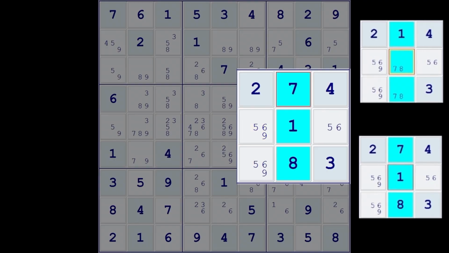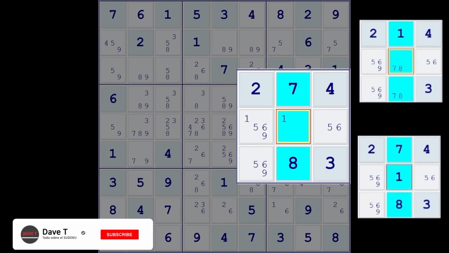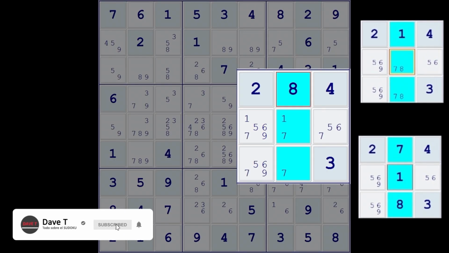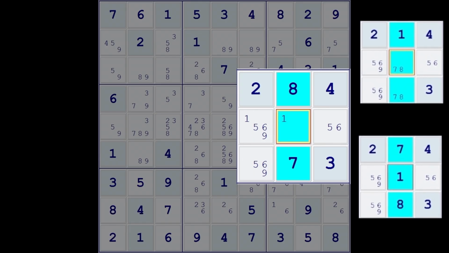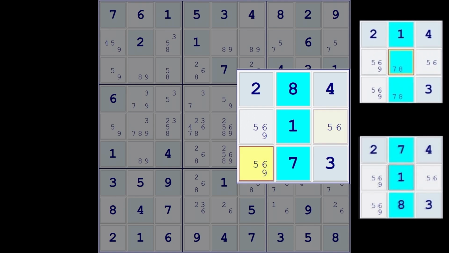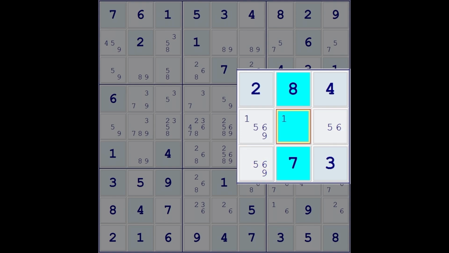Now let's look at what happens if instead of the 7 we place an 8. If we place an 8, then below we are left only with the number 7 to place, and here the number 1. In any case, it ended up the same again. And what does that tell us? It tells us that we don't know whether this cell is going to be the 1, the 7, or the 8. We also don't know whether this one is going to be the 1, the 7, or the 8, and we also don't know whether this one is going to be the 7 or the 8.